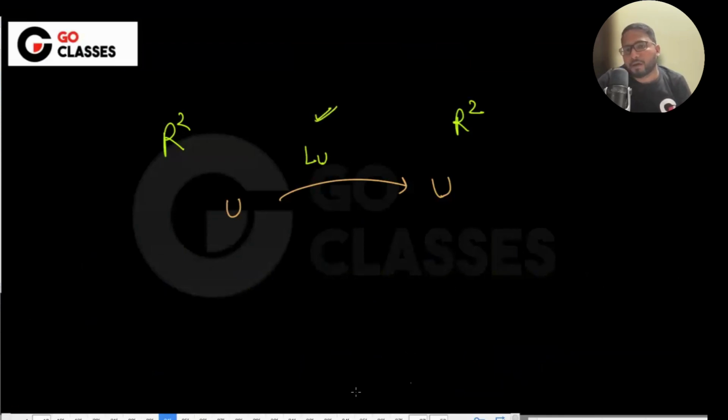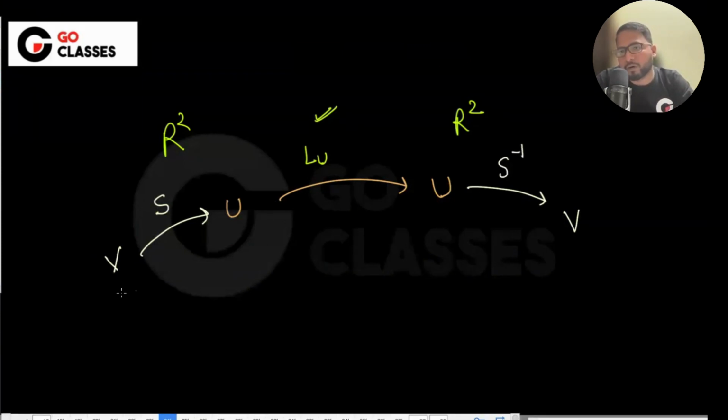Now, in part B, they are interested in this long journey. Now, let's call this matrix S. Then can you tell me what this matrix will be? R2, V2U and U2 V will be S inverse.